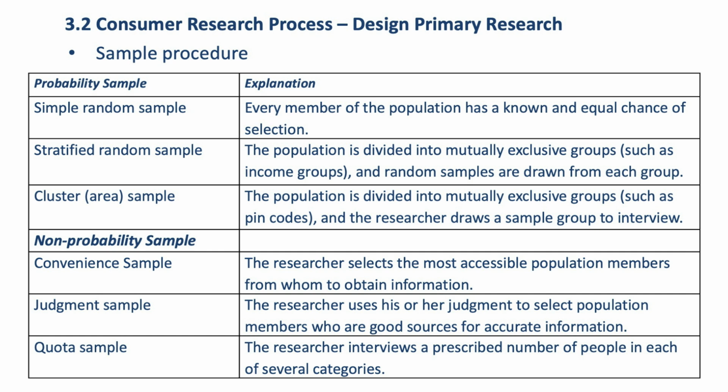Suppose cement is the product on which you are doing it. You may do a quota sample: architect, interior decorator, actual users, etc. And then you decide, okay, actual users 100, architect 20, interior decorator 10, etc. So that's how you build a quota. So these are the approaches or procedures for selecting the sample unit you described earlier.